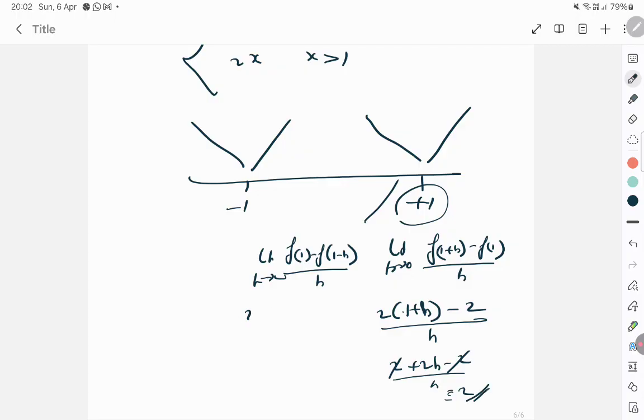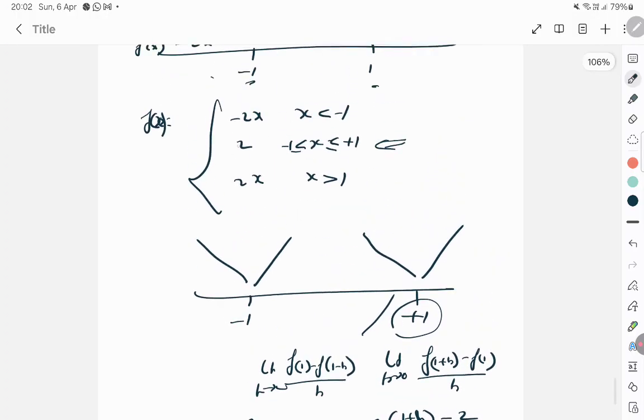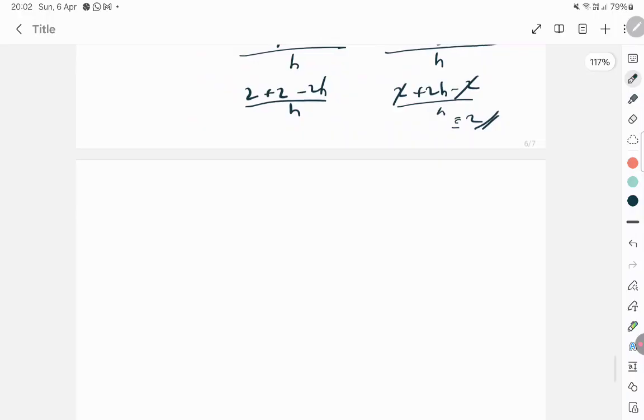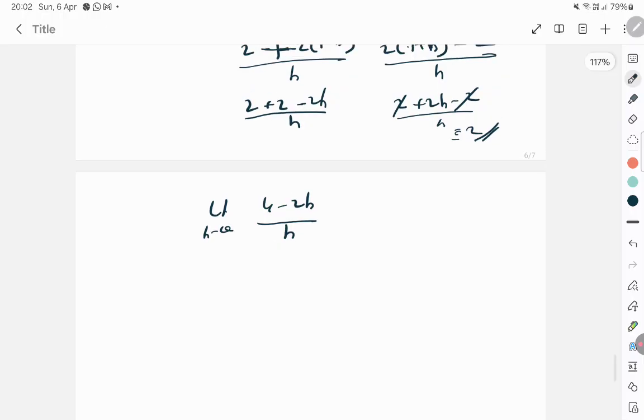You know the answer is 2. Minus, what is f of 1 minus h? It is minus 2x, so it's minus of 2 into 1 minus h. Minus of minus will become plus, by h. So 2 plus 2 minus 2h by h, so it's 4 minus 2h by h, and the limit h tends to 0. If you don't know what to do about this, keep it like this. And it is definitely not equal to 2, right?